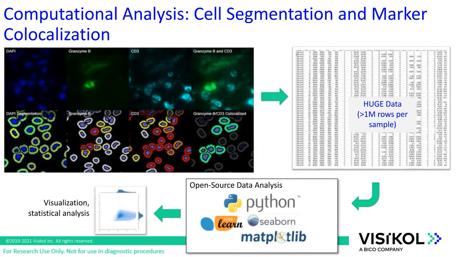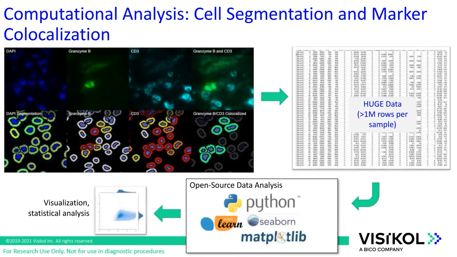So we get usually more than 1 million rows per sample, since there's so many cells that we're detecting in these patient tumors. We take that huge amount of data and we feed it through some open source data analysis pipelines that allow us to generate the conventional scatter plots that are typically produced when doing flow cytometry analysis.